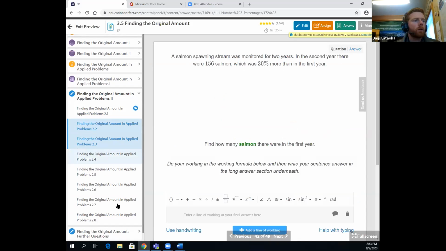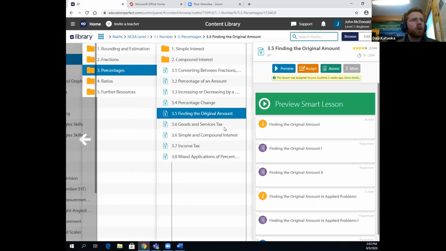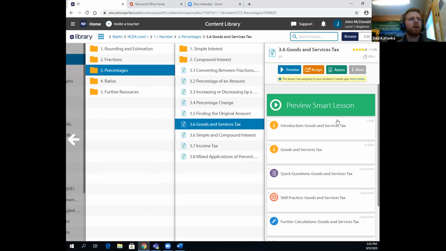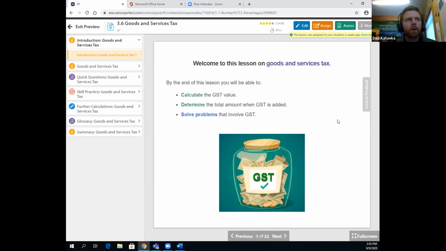Okay, what I'm going to do is go to the next, which is goods and services tax. Have you ever heard of goods and services tax, or GST? Do you know what this is? No. Okay. GST is really the same thing as we've just been learning, but it's applying it to a real-life situation that's often used. Maybe in Japan they use GST.